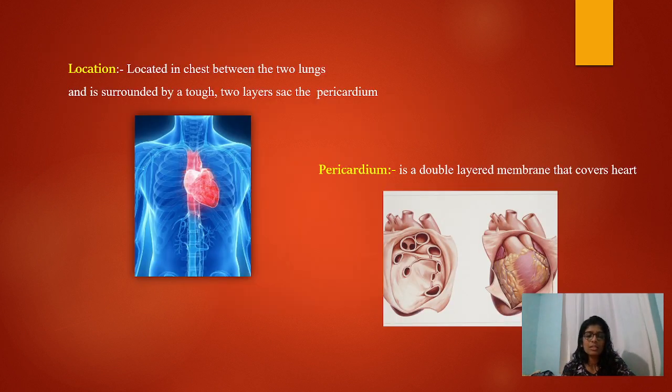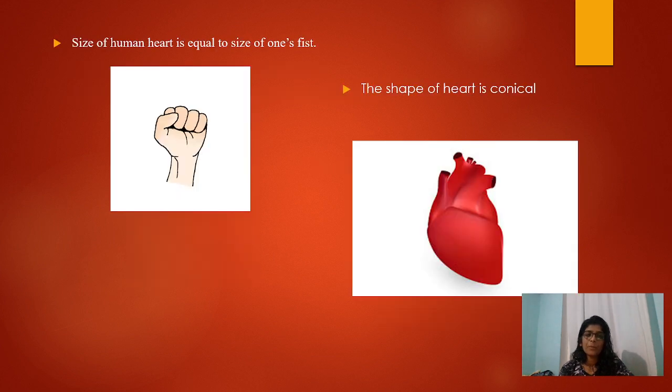The location of the human heart is familiar for most of us in a vague sense, I would say. It is located in the chest between two lungs and surrounded by a tough two-layer sac, the pericardium. As we have already mentioned, it's a very vital organ and we can't keep it unprotected. So there is definitely a tough two-layer sac called the pericardium, which protects the human heart from external injuries. Pericardium is a double-layered membrane that covers the heart.